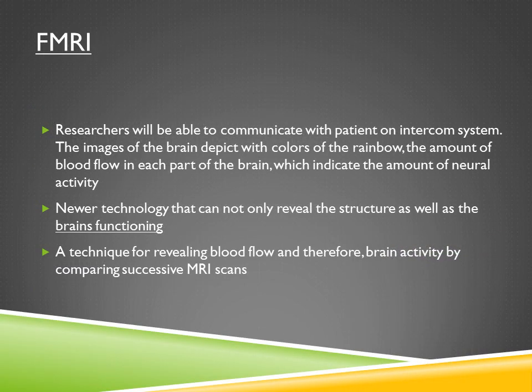With an fMRI, researchers will be able to communicate with the patients on an intercom system. They go into a machine, and the image of the brain depicts, with a lot of different colors of the rainbow, the amount of blood flow in each part of the brain. So kind of like a PET scan, but this one's a little bit more active in terms of the blood flow. They're watching blood flow instead of the glucose activity. It's a newer technology that can reveal the structures as well as the brain functioning. Here it says it's a technique for revealing blood flow and therefore brain activity by comparing successive MRIs.